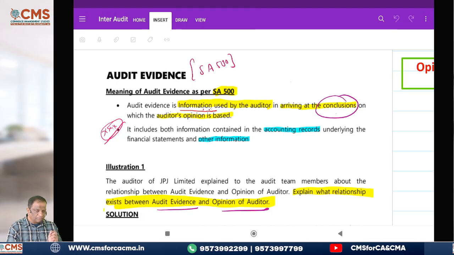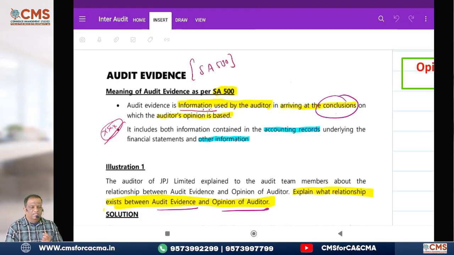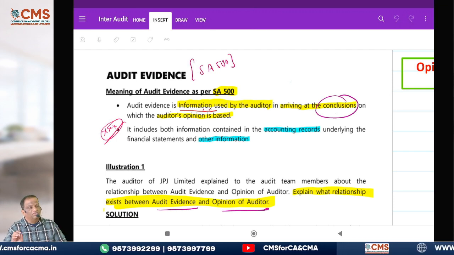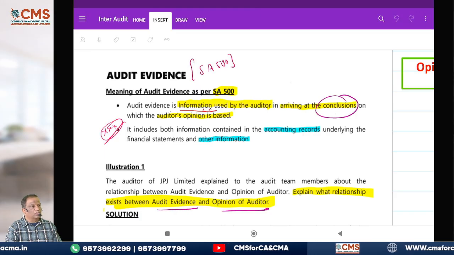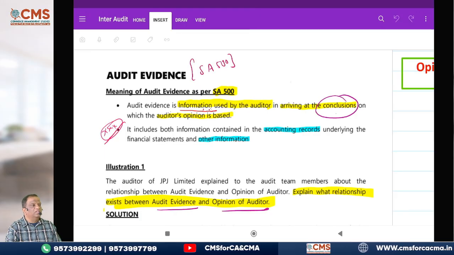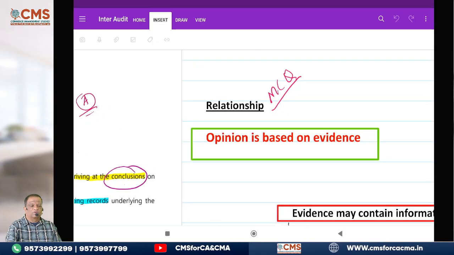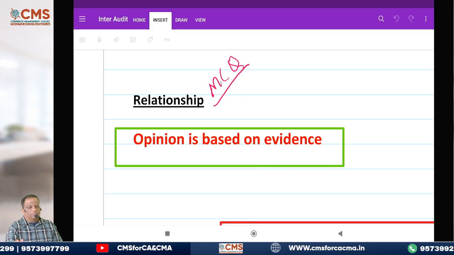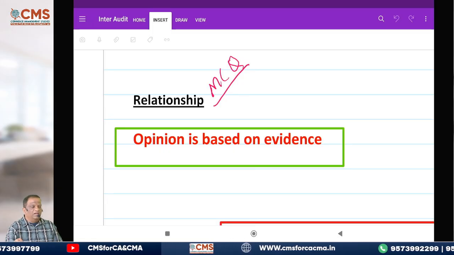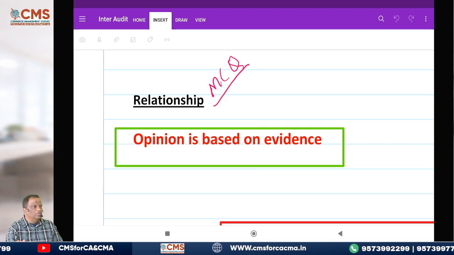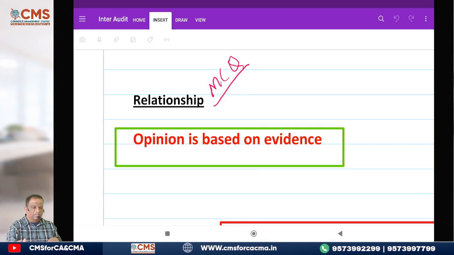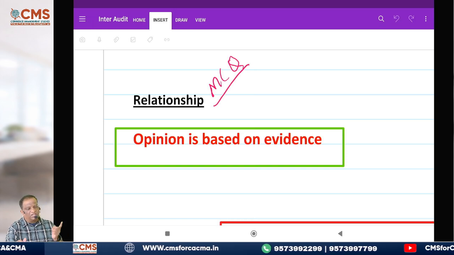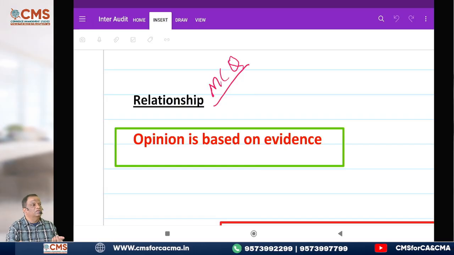Now, first one, what do you mean by evidence? We are discussing now SA 500. When I say audit evidence, I am talking about the information used by the auditor for arriving at the conclusion on which his opinion is based. So he is asking one question here from an exam perspective, MCQ, that is, what is depending on what? That is opinion and evidence. Which will influence what? Your evidence will influence the opinion. So that is why he is indirectly saying opinion is based on evidence. It's not the other way around. It's not that evidence is based on the opinion. Opinion is based on the evidence.